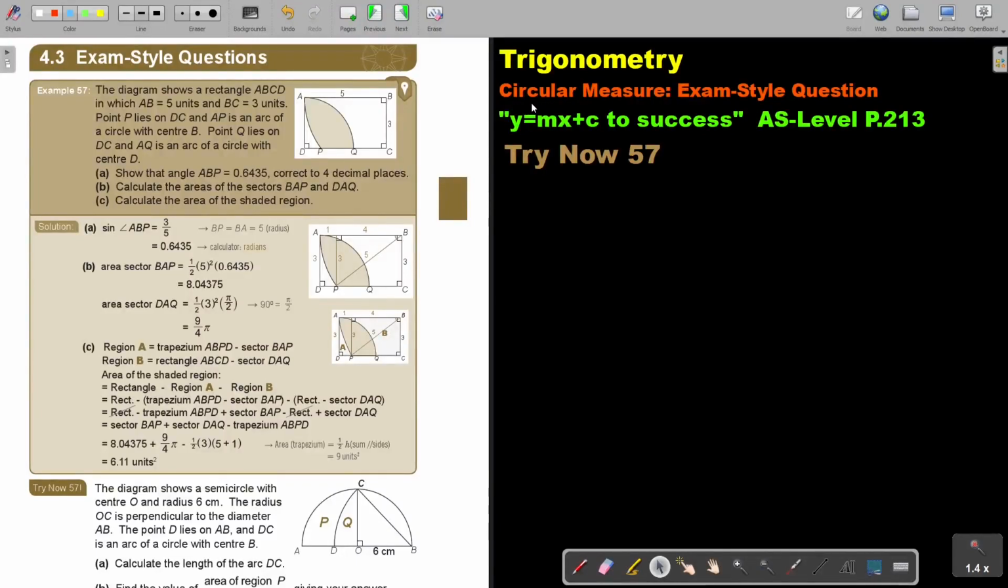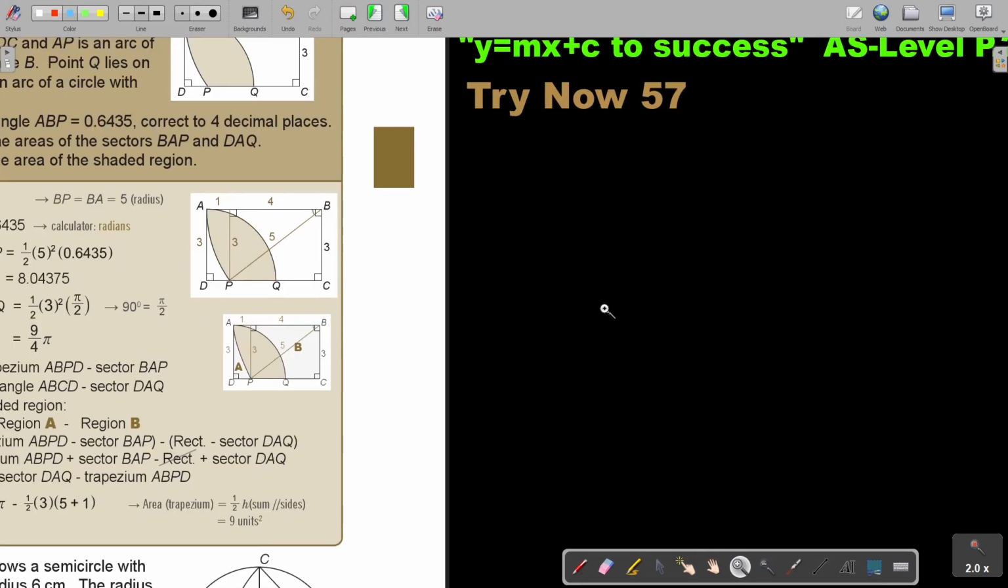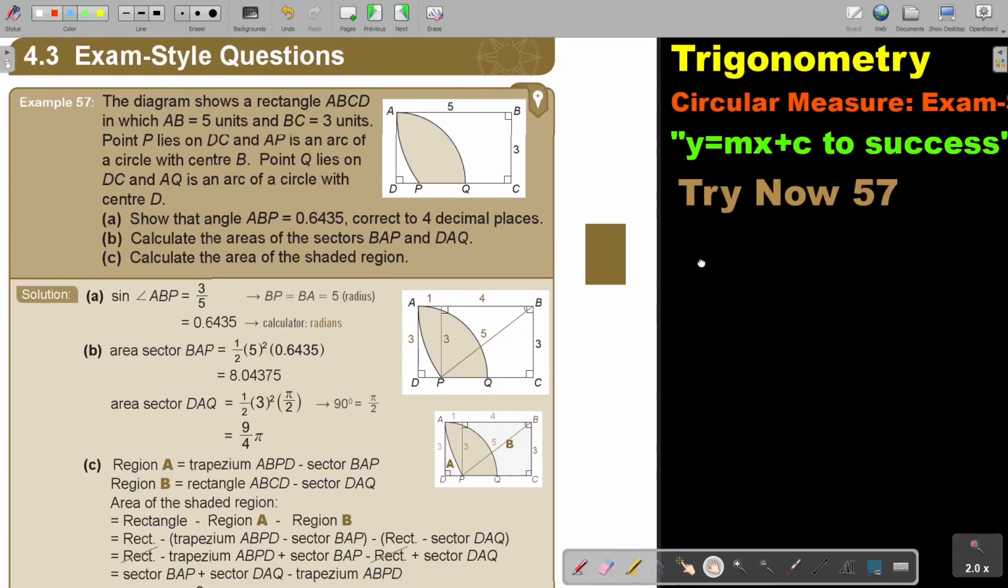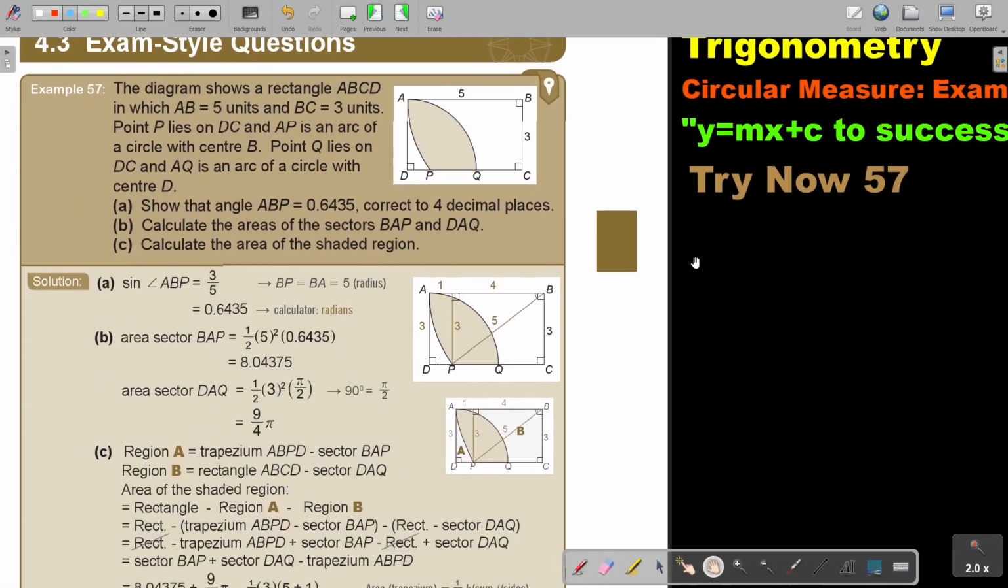In this video, we will look at circular measure and an exam style question. You will find this on page 213 in the Namibian AS-Level Mathematics textbook, Y equals mx plus c to success. Let's look at this example. It's actually quite challenging to find that shaded area, so I'm going to try my best to explain it to you.